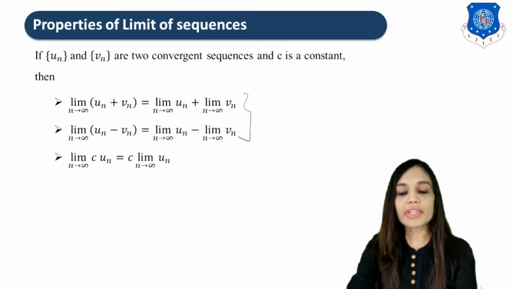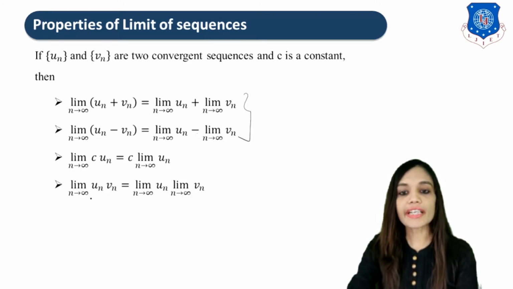Next, limit n tends to infinity C times Un. You can take C common because it is a constant. So it will be equal to C times limit n tends to infinity Un. Next, limit n tends to infinity Un into Vn will be equal to limit n tends to infinity Un into limit n tends to infinity Vn.